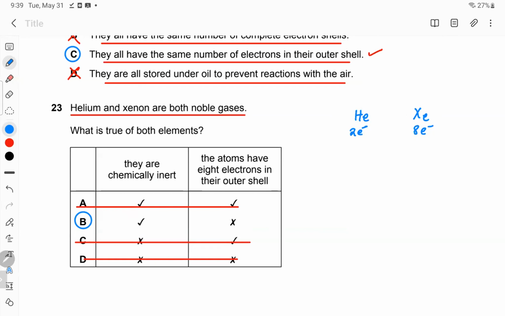So see, this is a trickier one. Most of the students can go for the A option, because they normally think that if it's a noble gas, it has 8 electrons. Yes, all the noble gases have 8 electrons in their outermost shell, except helium. Helium has 2 electrons in its outer shell only. Is this clear? Yes, sir.